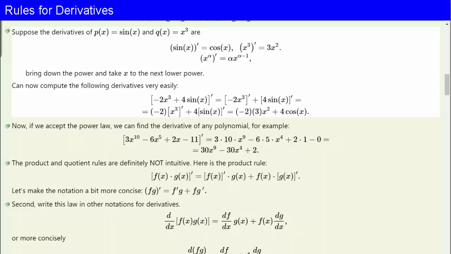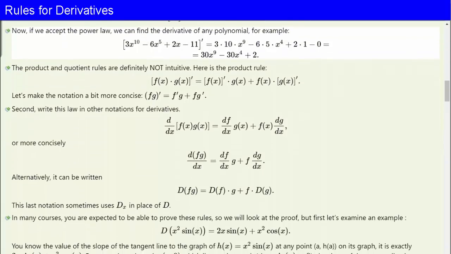The sum minus 2x cubed plus 4 sine x has derivative minus 2 times 3x squared plus 4 times cos x. Notice that we had to use both of our new rules. First we separated the sum, and then we factored out the constants.